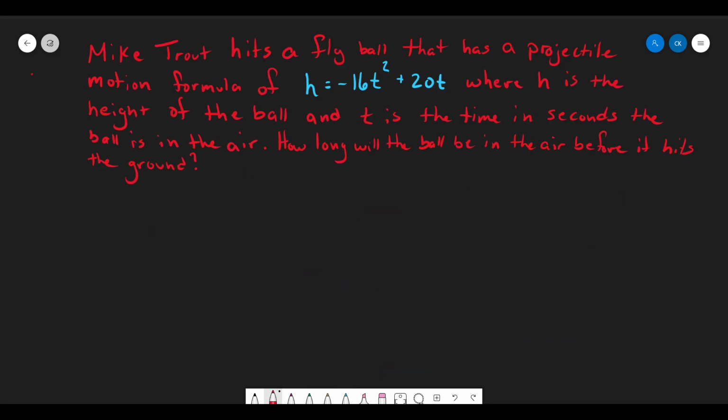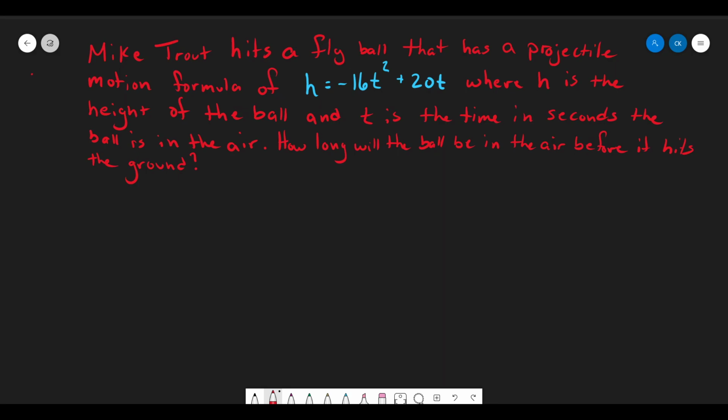Alright, so let's try a little bit of a word problem here. I know we haven't done one of these in a while. So let's say we have this word problem up here. Mike Trout hits a fly ball that has a projectile motion formula of h equals negative 16t squared plus 20t, where h is the height of the ball, and t is the time in seconds the ball is in the air.